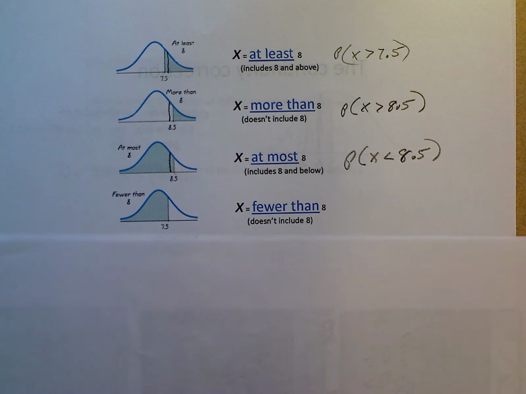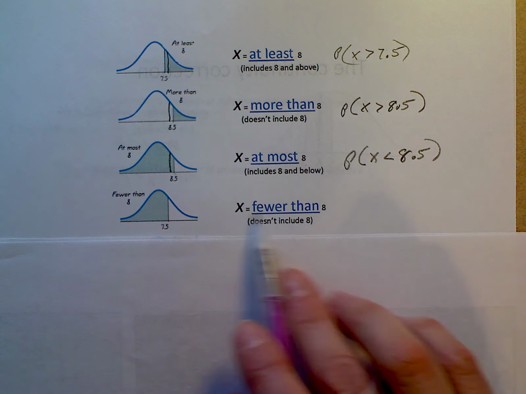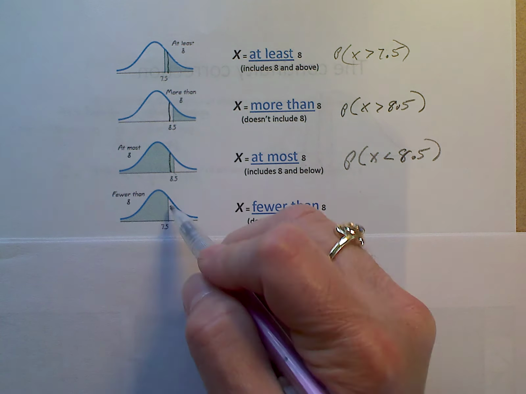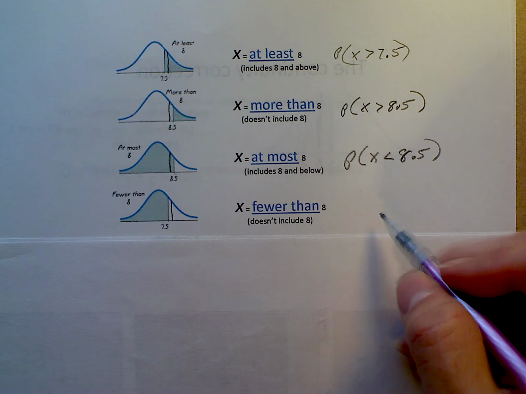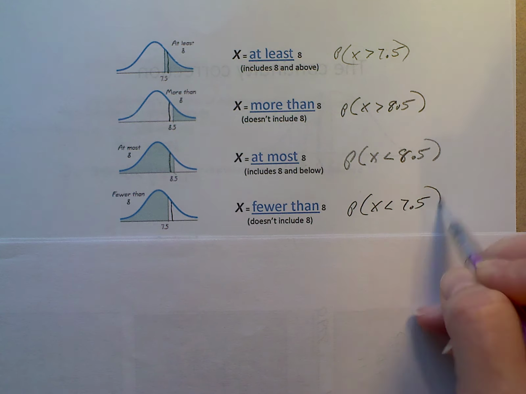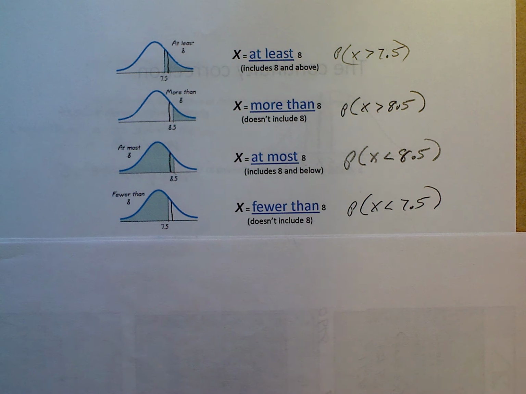If I said x is fewer than 8, fewer than 8 does not include the 8. So I'm going to shift down to 7.5. Less than 7.5. Now here's the tricky one.